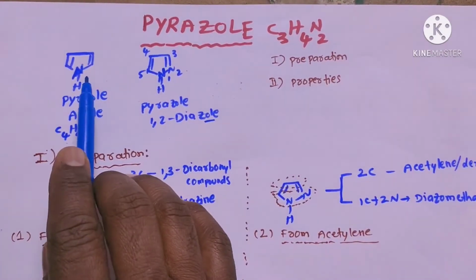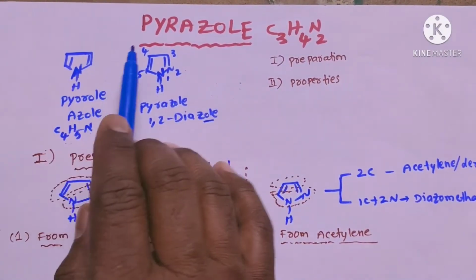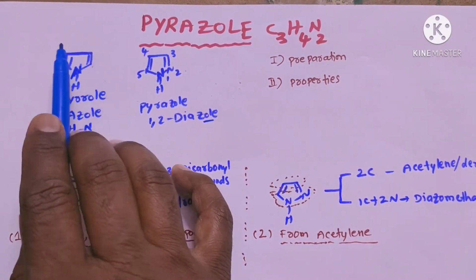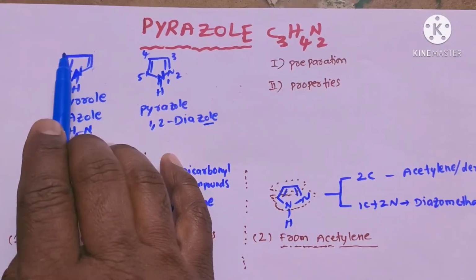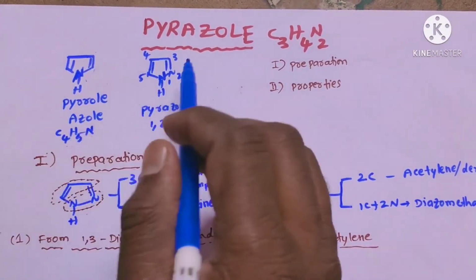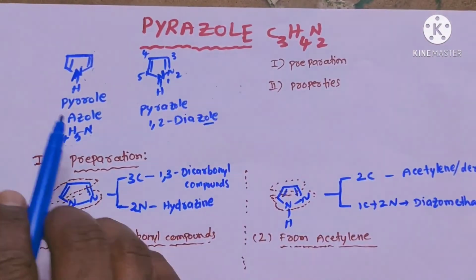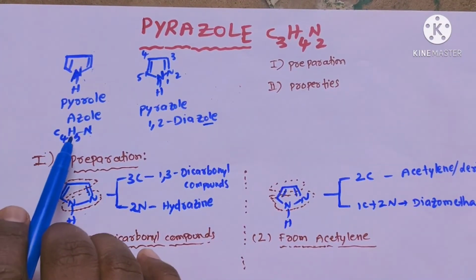Here, this is the structure of pyrrole. In pyrrole, there are 4 carbon atoms, and 5 hydrogen atoms, and 1 nitrogen atom is present. So the formula of pyrrole becomes C4H5N.